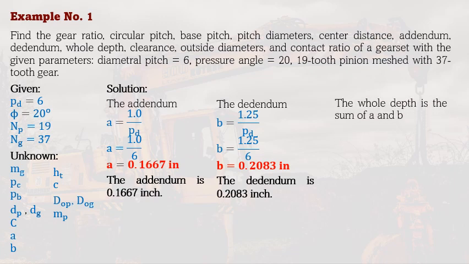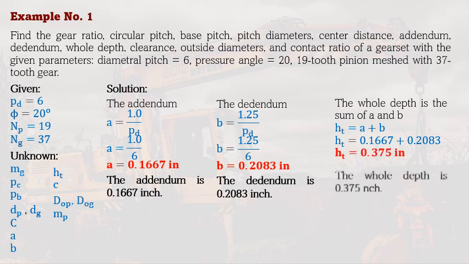So the whole depth or the height of the teeth would be the sum of A and B. So that is A plus B. So we can already have the whole depth of the tooth. So the whole depth is 0.375 inch. So by this time, we can already trace the gear tooth using the involute tooth form, if you can still remember how to draw that. And then you just measure the addendum and dedendum from the pitch circles. Then you can also draw that to obtain a trace already of the gear tooth.